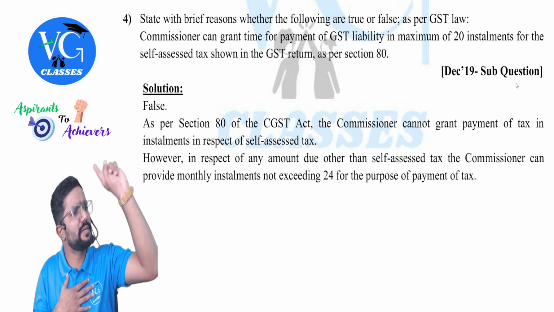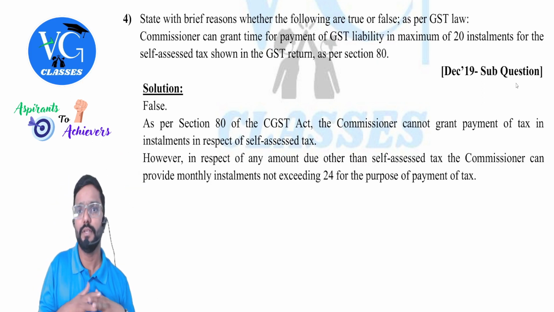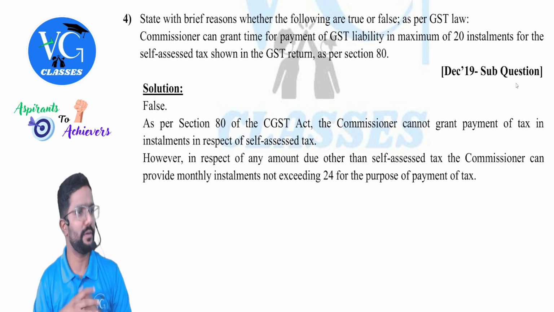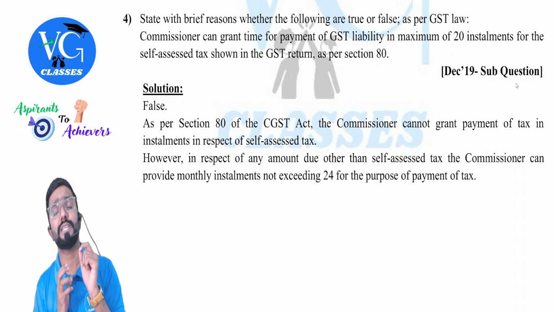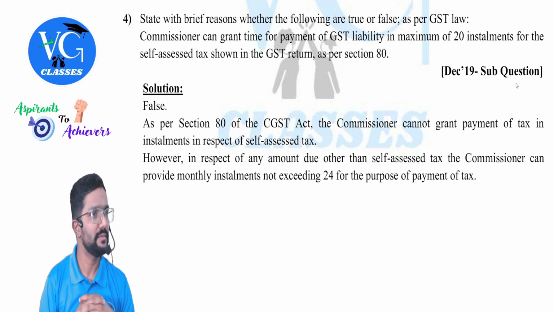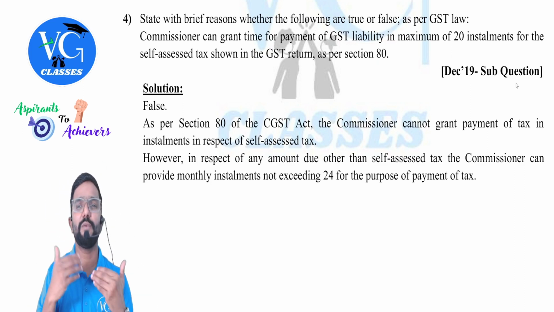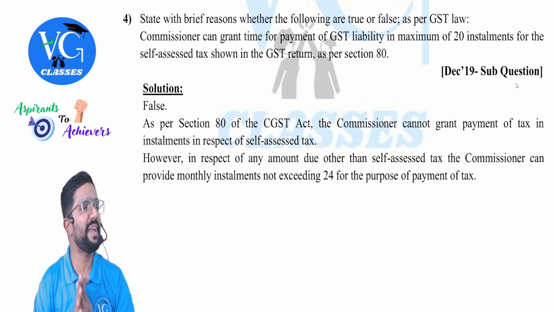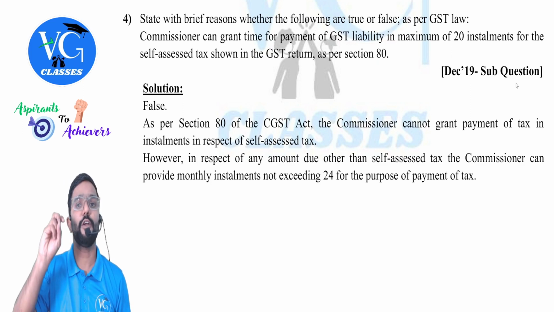First option is always what? Self-assessment. I didn't pay. Now they did some assessment and they asked me to pay some amount, which I am not able to pay in one installment or in one shot. Can I request them, sir, please grant me a permission to pay in installments? Yes, they can grant.